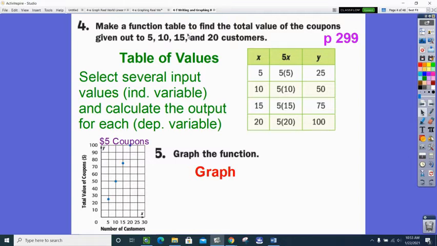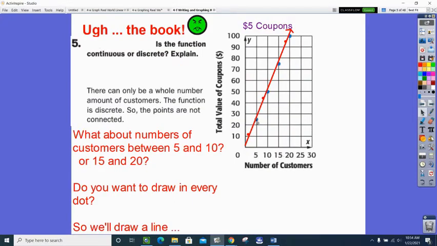You take your information in words, you write a function rule, you create a table, and then you do a graph. At the end, you decide whether you're going to put the line in. That goes back to discrete and continuous. Right now, boo on the book because they didn't draw a line in, because this is discrete. That's true. You're going to go 1 coupon to 2 coupons to 3 coupons.